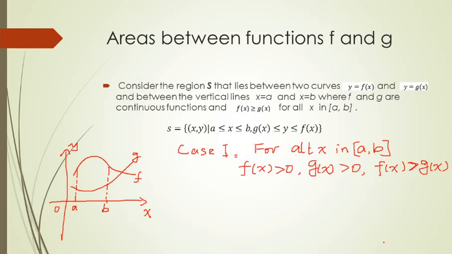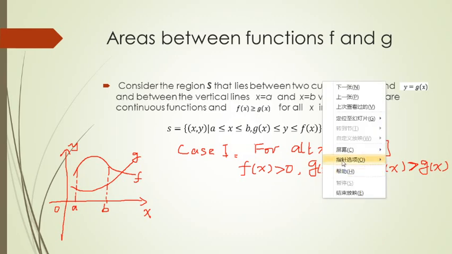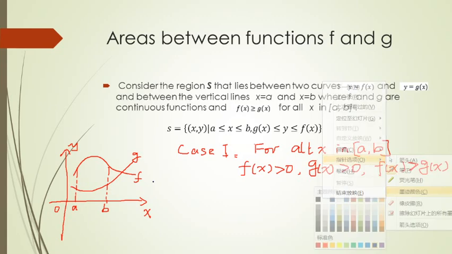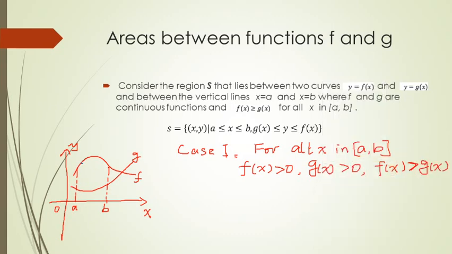So we are interested in the area between f and g. Let me shade the area we are interested in. So we are interested in the area between f and g from a to b. How can we represent this region S?